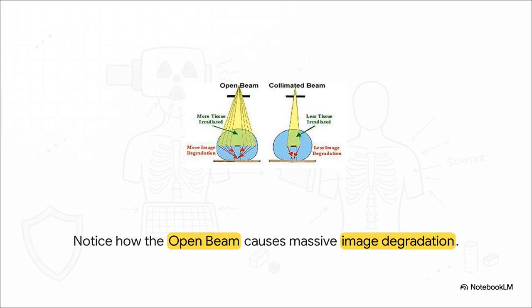To really grasp the visual fog problem we're dealing with, think about an open beam versus a collimated beam. An open beam irradiates way more tissue than necessary. All those scattered photons bounce around and create massive image degradation, literally throwing a gray fog over the anatomical details you're trying to see. But if you tightly control or collimate that beam, less tissue irradiated means less scatter, which ultimately gives us a much, much crisper image.